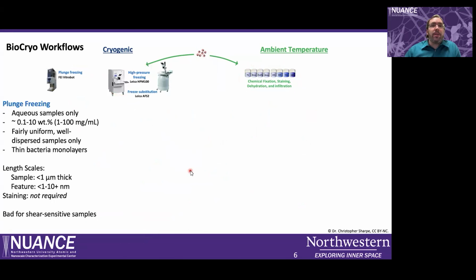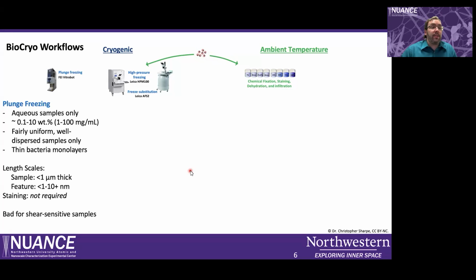So for plunge freezing, you are limited to aqueous samples only. You can't really work with samples that are in an organic phase. Additionally, you are limited to fairly low concentrations of samples. You want to be in the 0.1 to 10 weight% range. That's about 1 to 100 mg per mil. This is because to do plunge freezing cryo-TEM really well, you want to have fairly uniform, well-dispersed samples only.